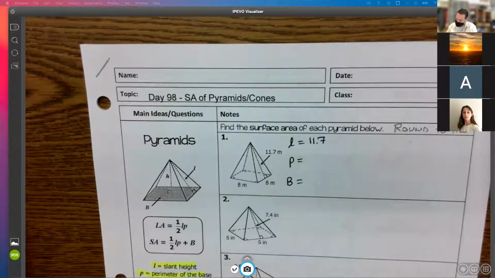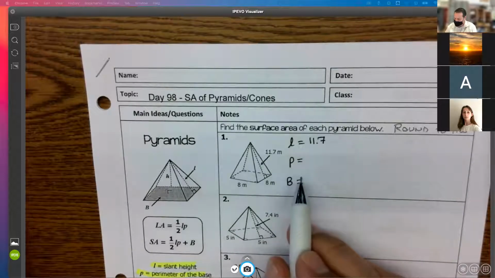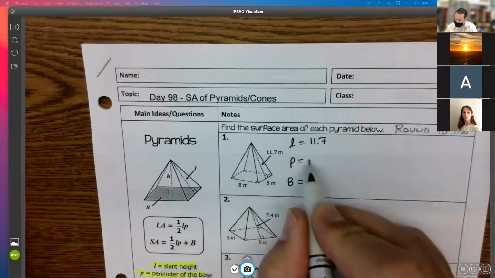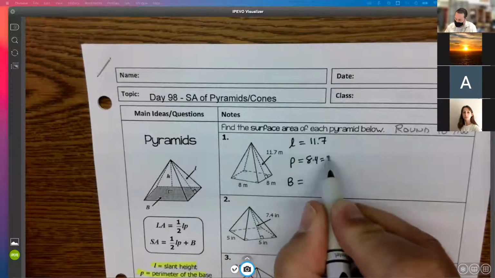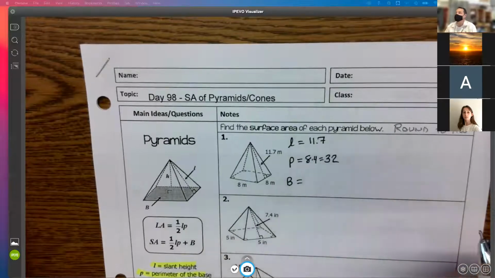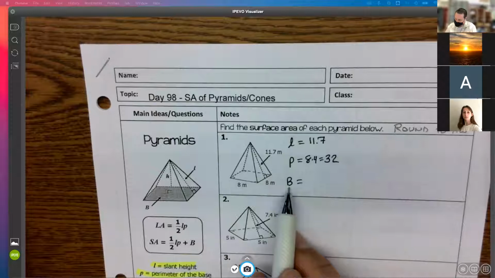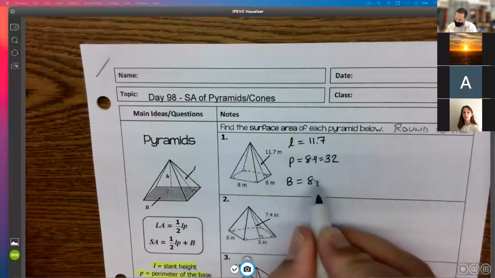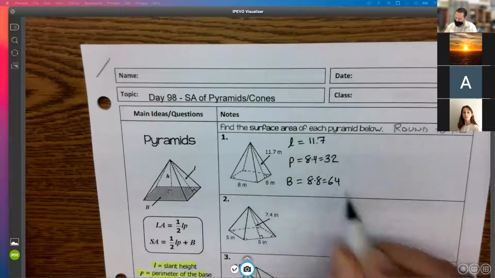11.7 is my L. What's my P? Good. There's 8 meters for each side. There's 4 sides, so 8 times 4 is 32. What's my B? Good. It's a square, so side times side, 8 times 8 equals 64.